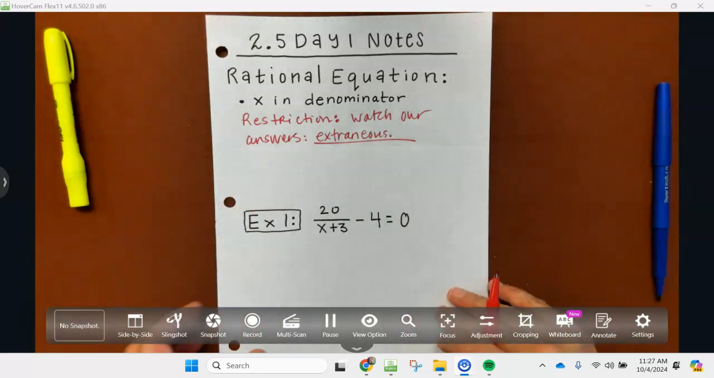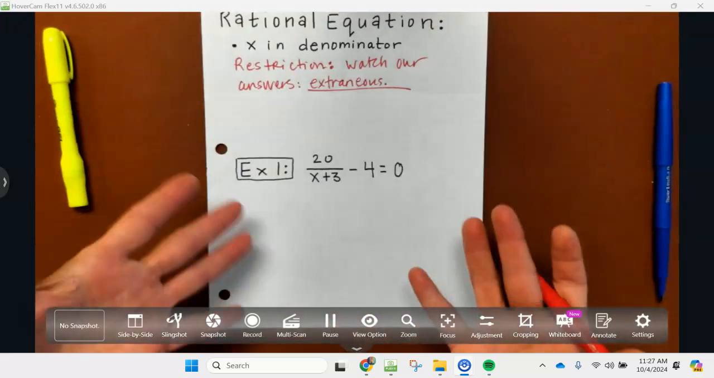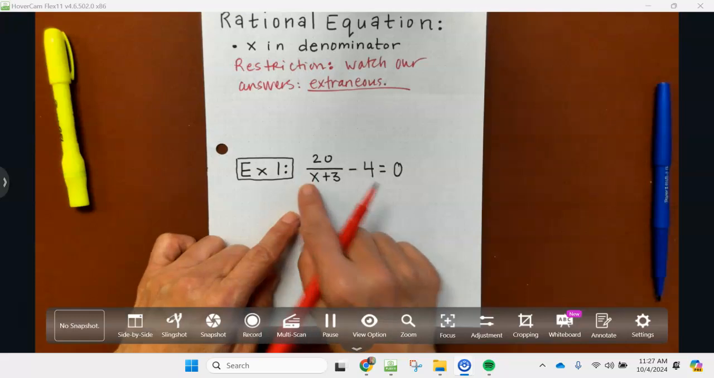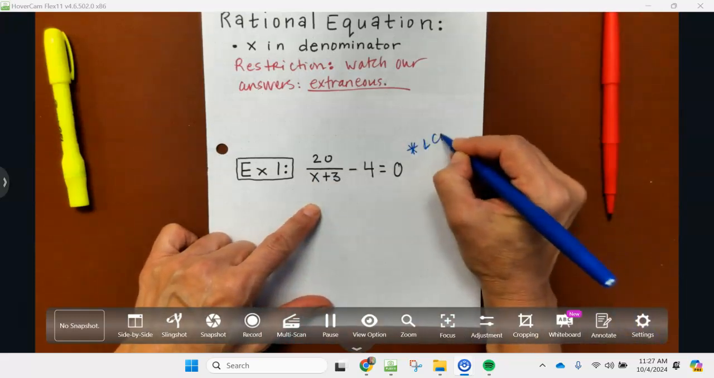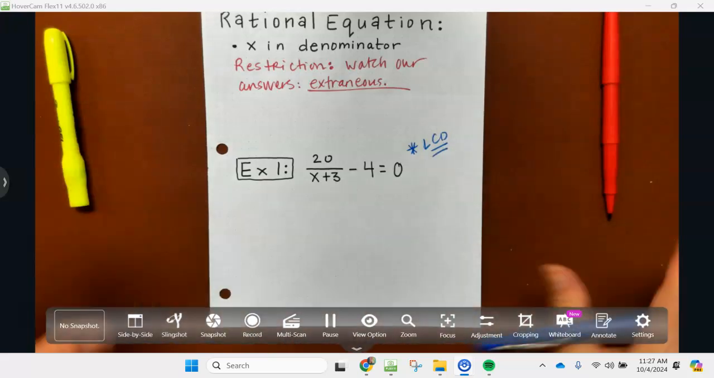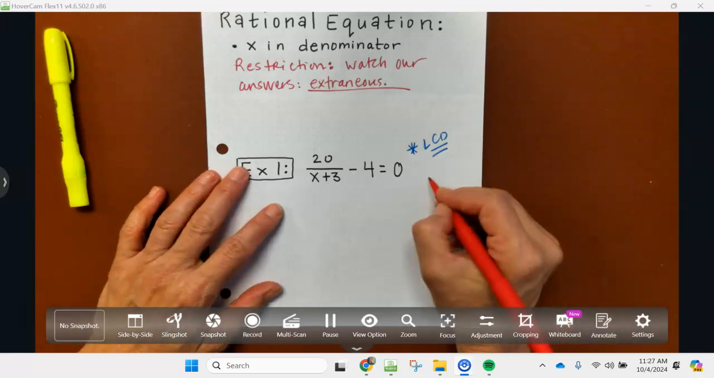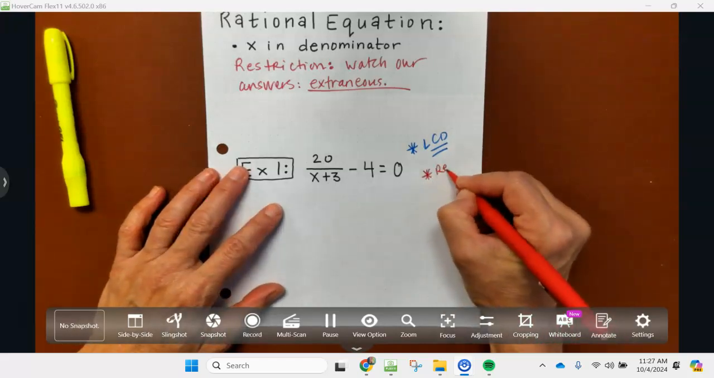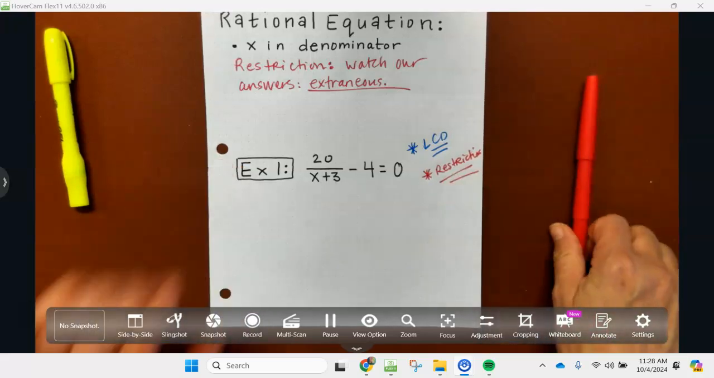Okay, so the good news about rational equations, we don't really ever solve fractions. What we're going to do is we are always going to multiply by the least common denominator to just get rid of the fraction altogether. But when the fraction goes away, don't forget about those restrictions. And we're going to go ahead and state the restrictions in the beginning.